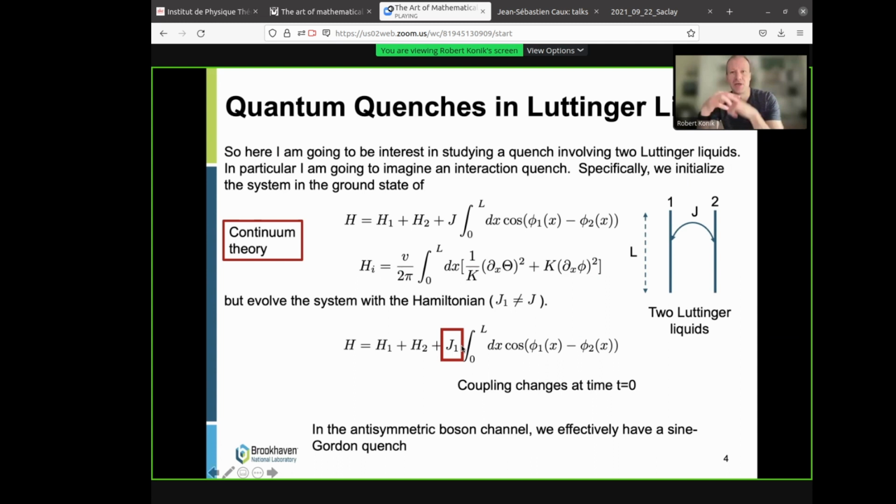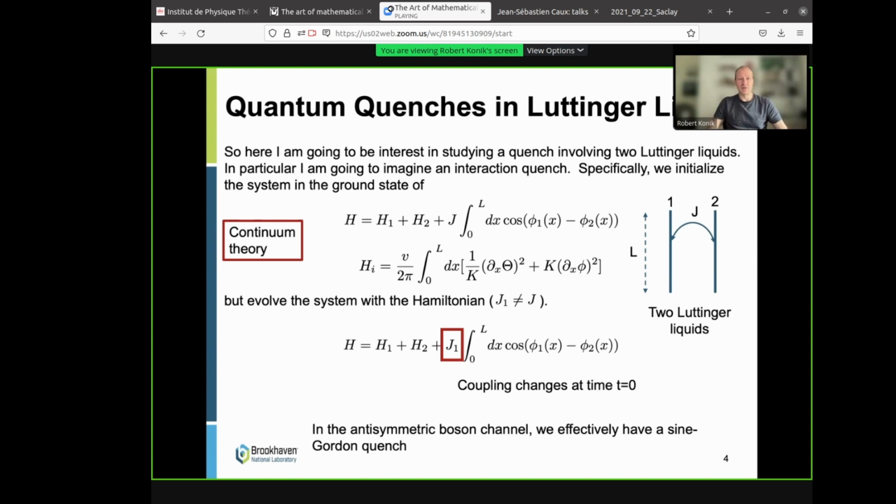This is a Luttinger liquid quench, but it's really a quench of Sine-Gordon, because all of the action is happening in the anti-symmetric channel, the channel of the difference of the two bosons. The symmetric channel is completely boring.